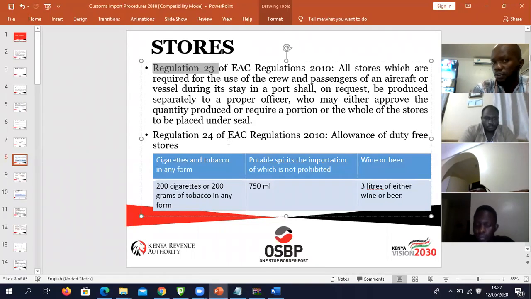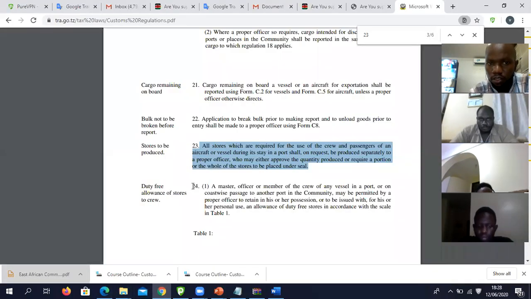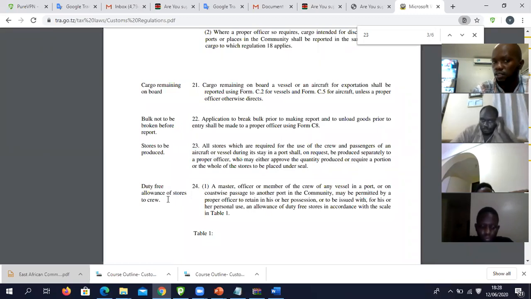Regulation 24 of EAC Regulation 2010, allowance of duty-free stores. Allowance of duty-free stores. Let's move back to the act, to the regulation. Allowance of stores to the crew, duty-free, in that they're not supposed to be dutiable.